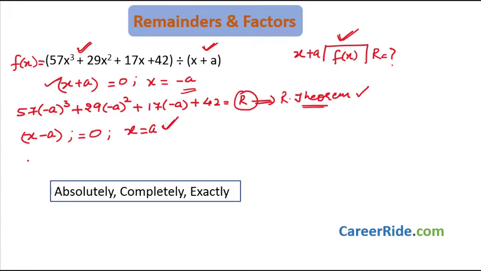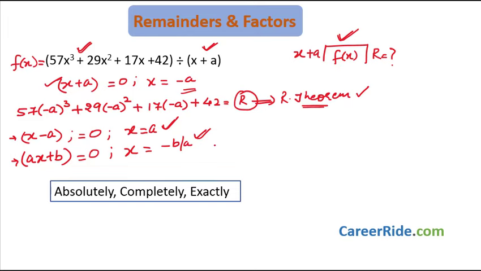Now let us assume that rather than giving you such straight divisors, they give you ax plus b, divide your polynomial by, let us say, ax plus b. What is going to happen in this case? Again, let us equate it with 0. What is going to happen? x is equal to minus b by a is what I'm going to get. Place this in place of x, and whatever value you find, that is going to be your remainder. Very easy. Taking this approach, you can solve this kind of question within seconds.